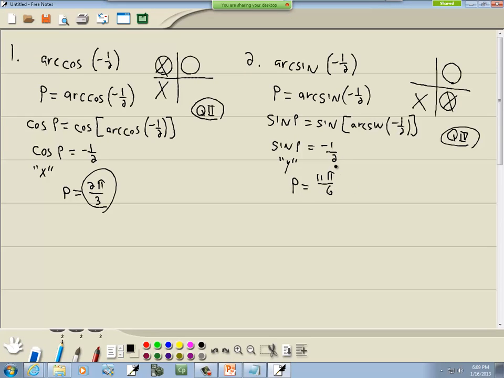Now there's a problem with this one. Arc sine is specifically valid from negative pi over 2 to pi over 2. It doesn't exist at 11 pi over 6. So what we need to do is subtract 2 pi. Now this is a mixed number. We take negative 2 times 6 is negative 12 plus 11, and we end up with negative pi over 6. And that's our answer.